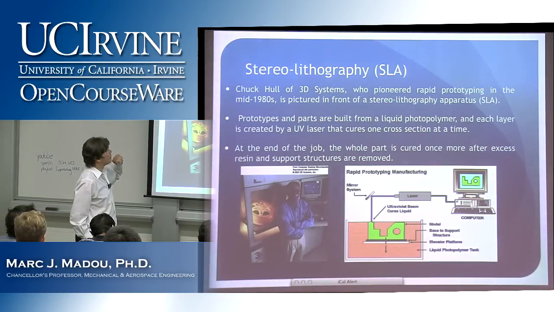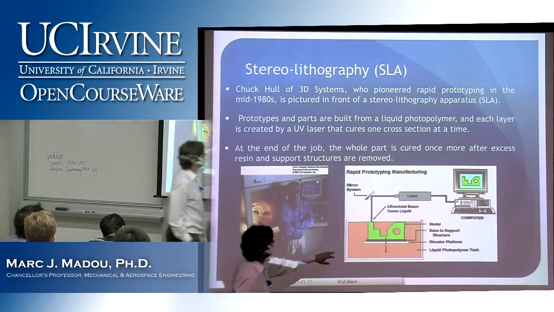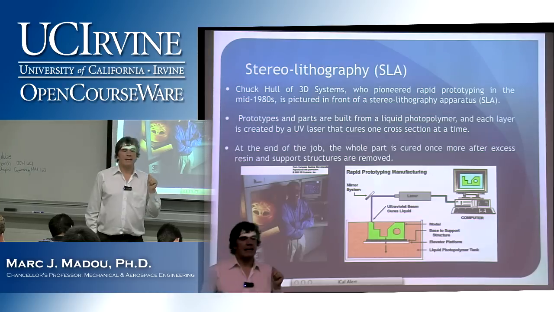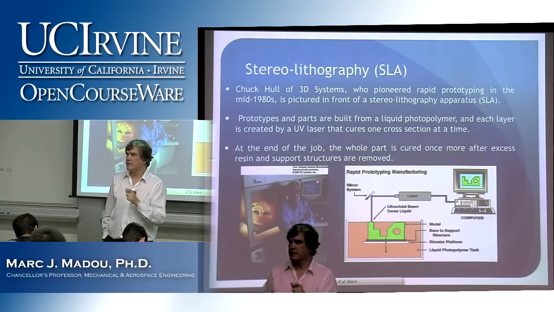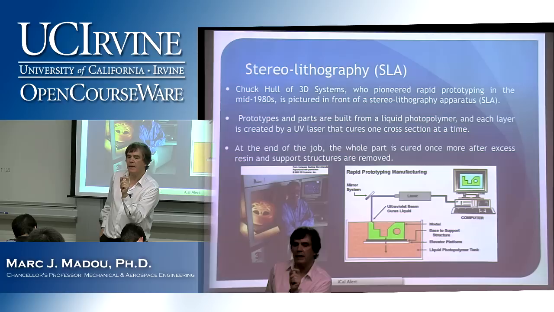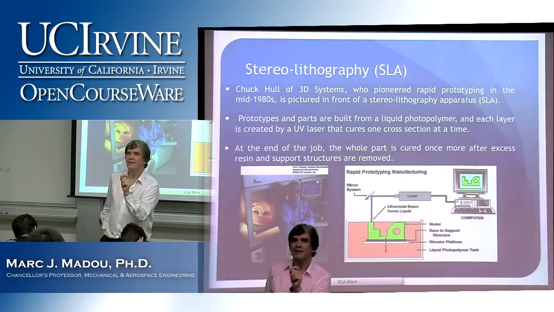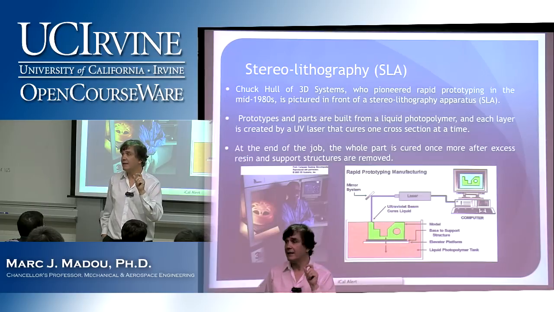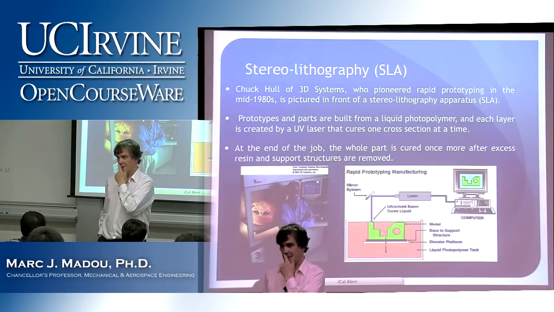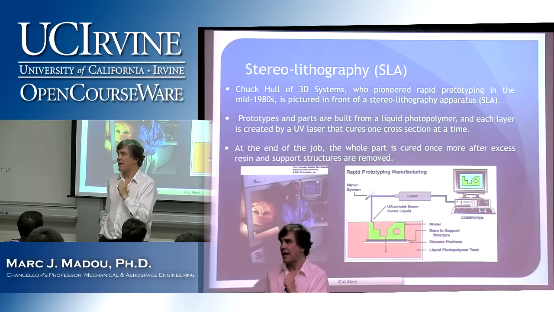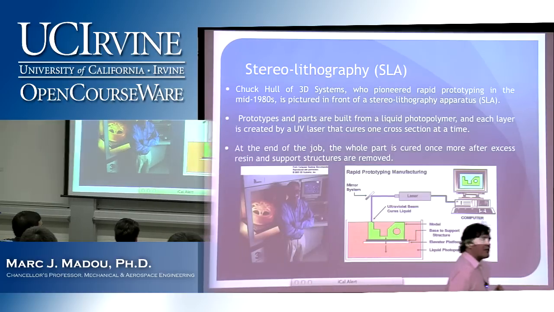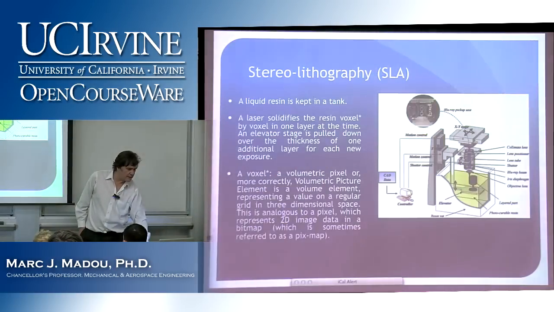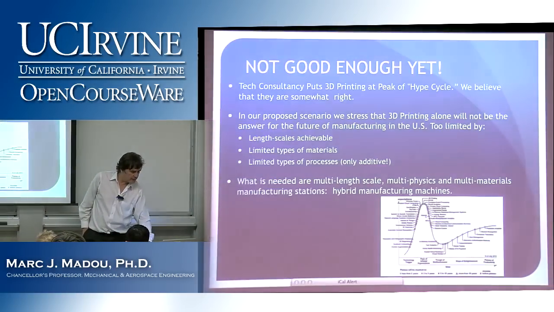Prototypes and parts are built from a liquid photopolymer, and each part is created by a UV laser. This technique has so much promise because, you see, the better I am at making the small laser spot, the smaller the features that I can write. I can literally write nano features, and I will show you how nano. Actually, there's a connection with something I told you much earlier. I will come back to all of this, but I can't resist showing you this part.